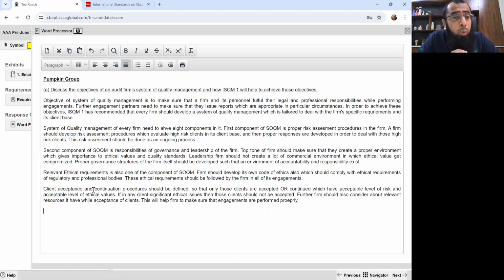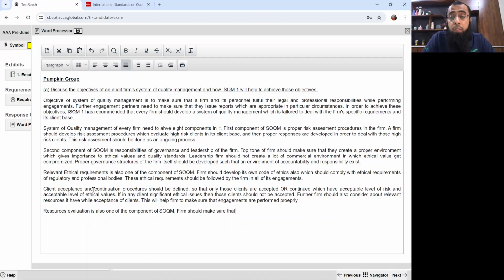Okay, so when you talk about ISQM1, it is not about one single engagement. It is about developing that system of quality management so that whatever engagement we perform is done with a proper quality. Risk assessment procedures, governance and leadership, ethical requirements, client acceptance and continuation. Number fifth, resources. Resources evaluation is also one of the components of SOQM.